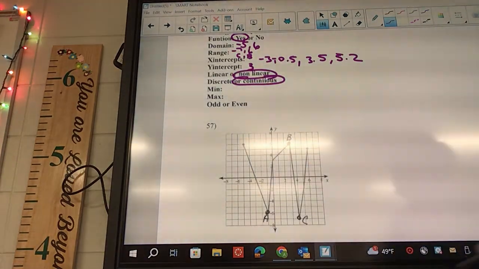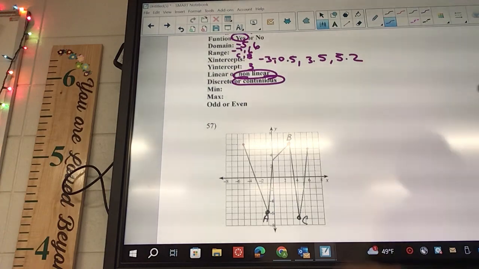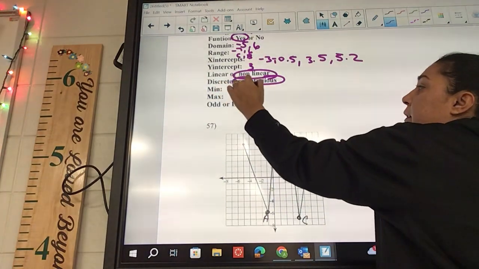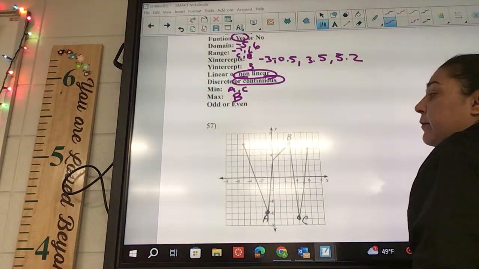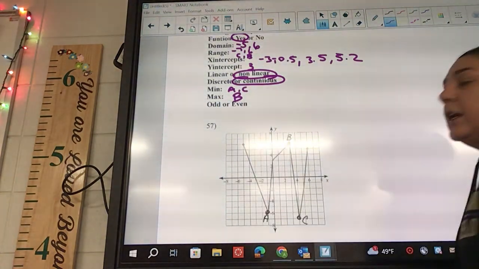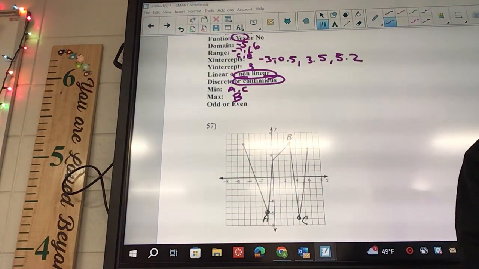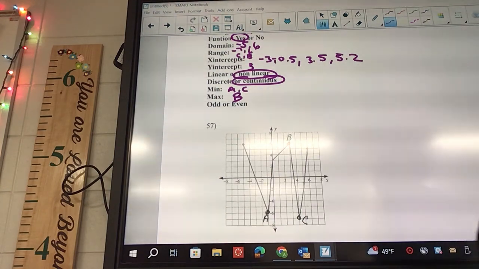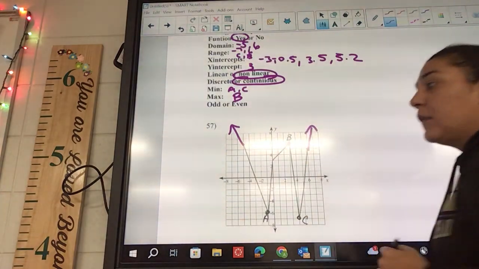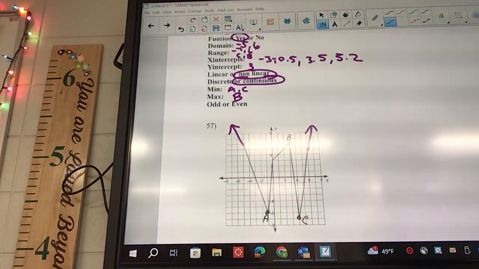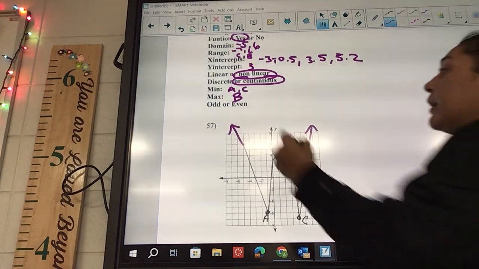Okay, minimums. A and C. Max. B. Odd or even? Even. Now, if one of your lines ends, you're going to extend it. So really, this is what's happening with it. If a line ends at a weird spot, extend it. See what the arrows are doing. So this is gonna be even.